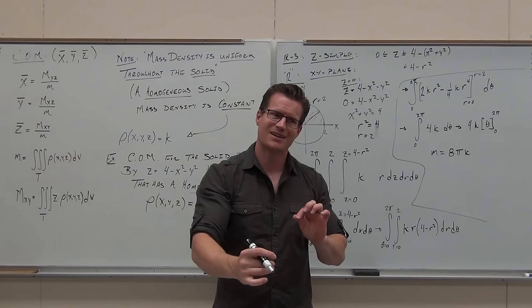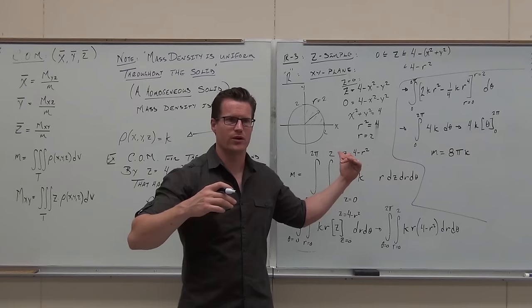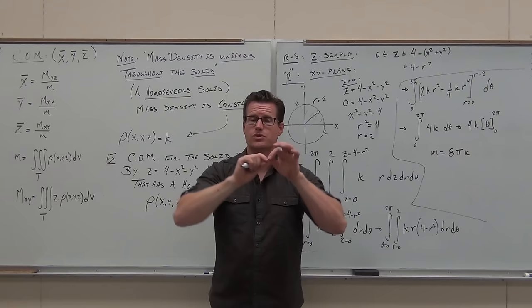You can literally see it. Or you can draw your traces. Look at the trace that you had on the board just a couple minutes ago. It was symmetrical about the z-axis on the y. Does that make sense? It's also symmetrical about the x.